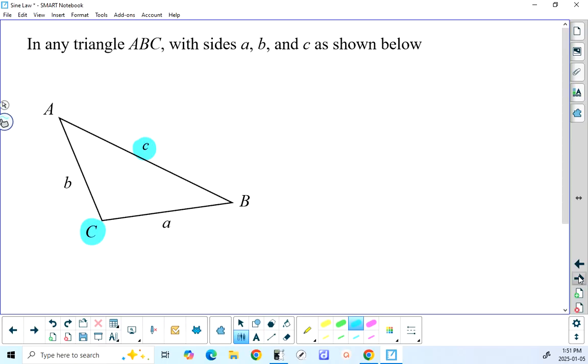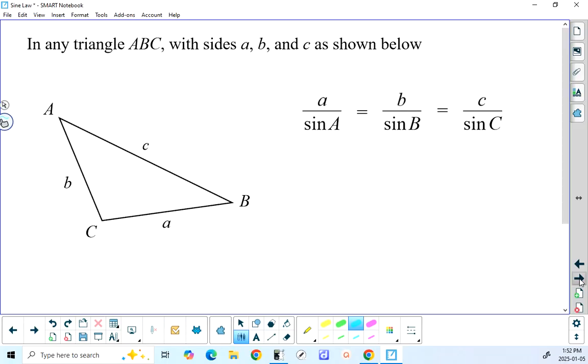So what does the sine law say? The sine law says that when you use a side angle pair for a particular triangle, the length of the side over the sine of the angle is going to give you the same thing no matter which pair you use.